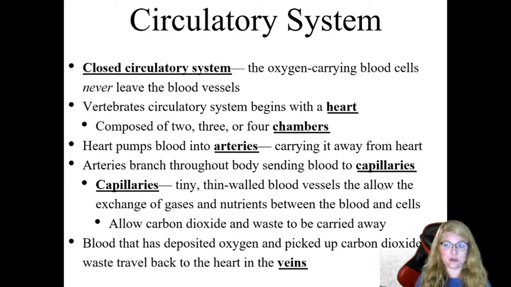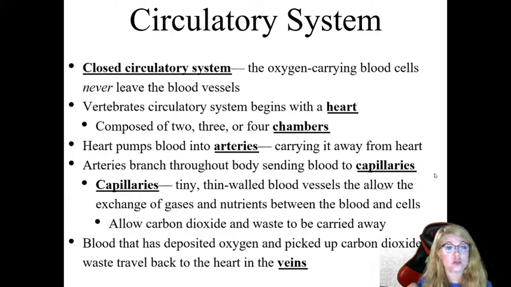Vertebrates' circulatory systems begin with a heart, and that heart is either composed of 2, 3, or 4 chambers, depending on which organism we're looking at. We, as humans, have a 4-chamber heart. The heart functions to pump blood into arteries, which carry it away from the heart. I like to remember this, that arteries, which begins with an A, carry blood away from the heart. So they both begin with an A. Arteries, away. Arteries will eventually branch throughout the body, sending blood to capillaries.